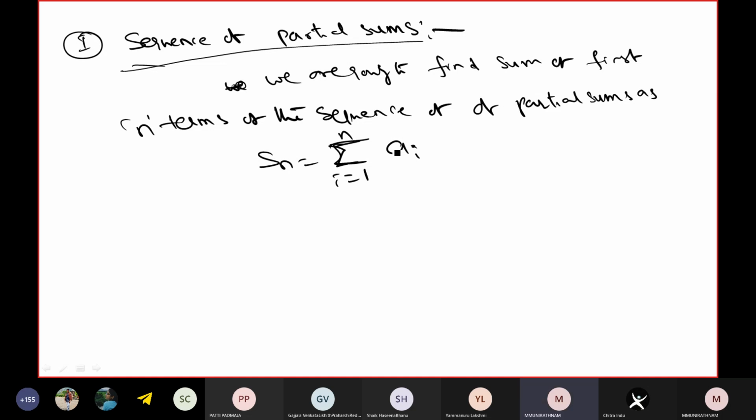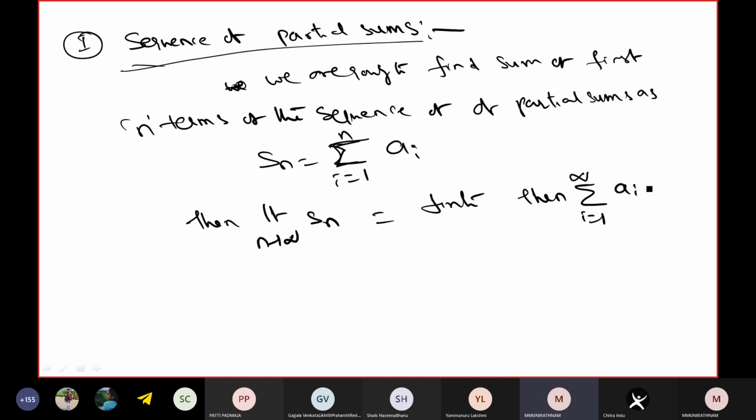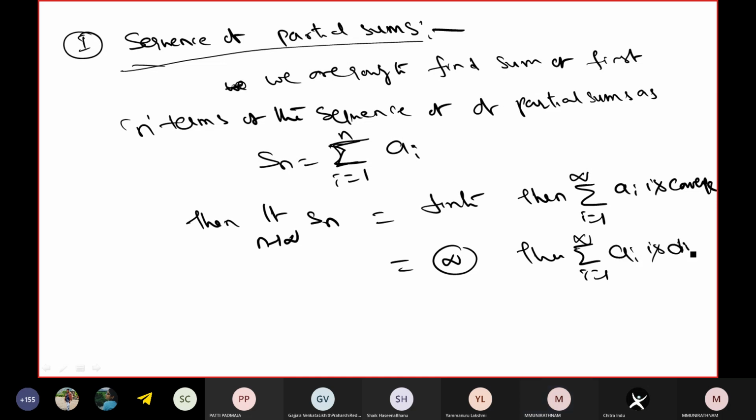Now I'm going to take the limit of this Sn. If the limit of this Sn is finite, then it will be converged; then the sum of i equal to 1 to infinity of ai is converged. If it is infinite, then the sum of i equal to 1 to infinity of ai diverges.